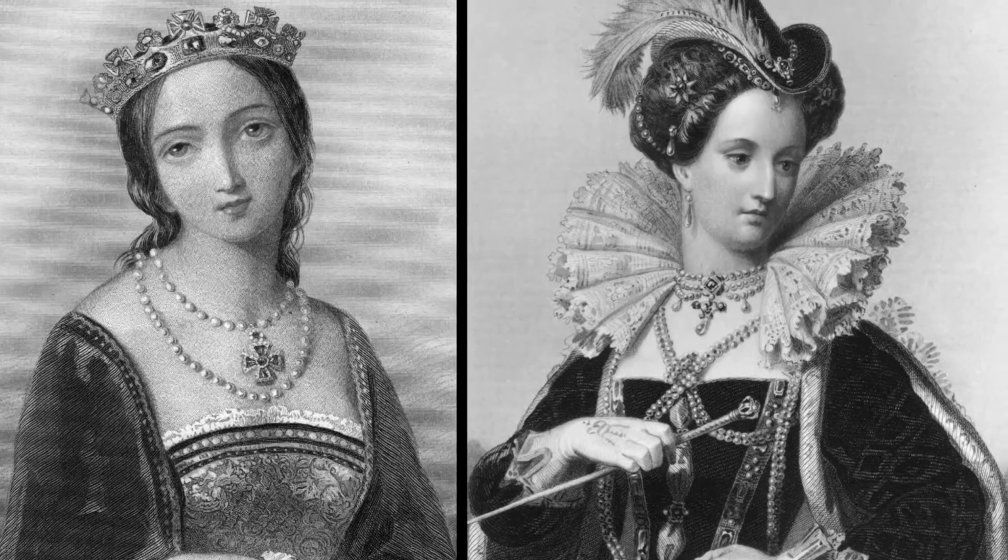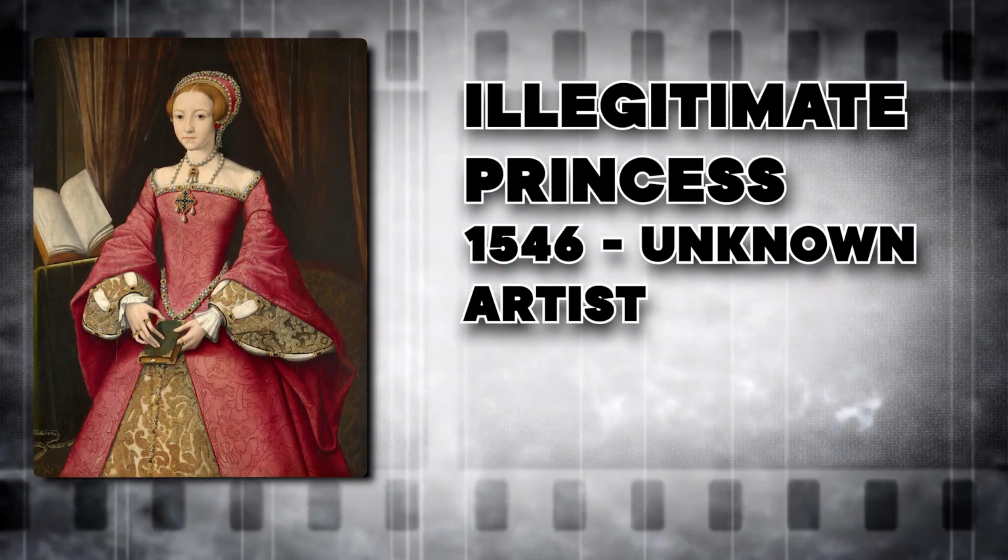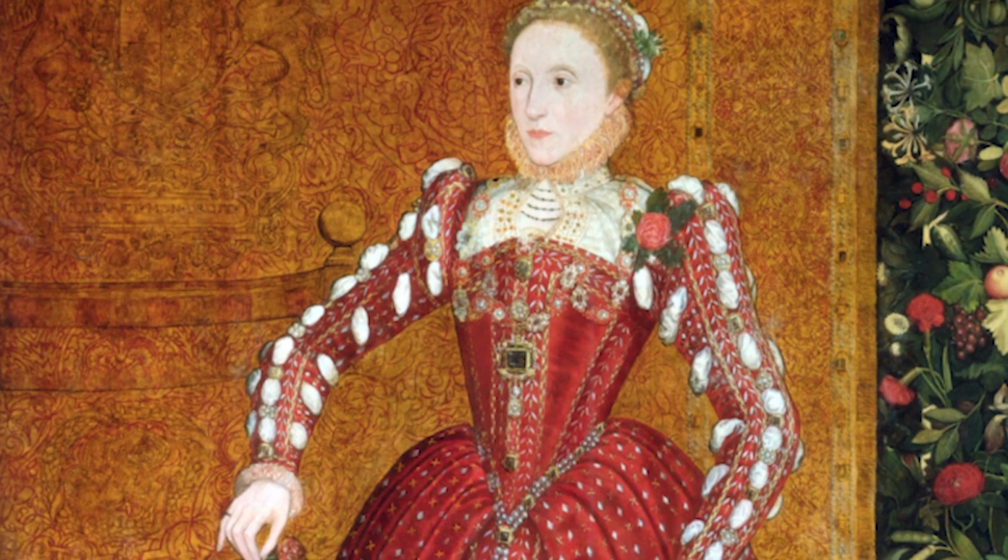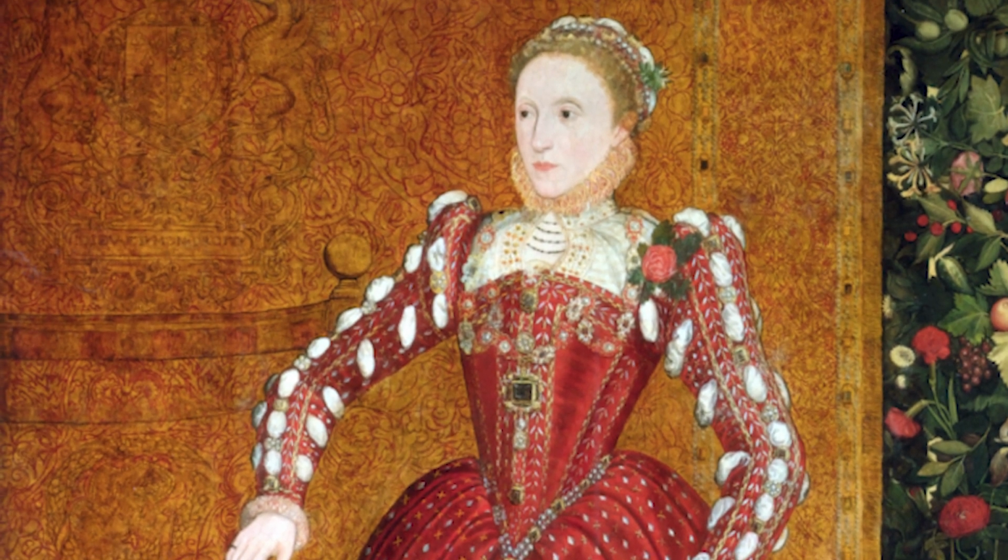Off with their heads. Illegitimate Princess, 1546. Unknown artist. This painting represents Elizabeth as an illegitimate child, never destined to be the ruling monarch, wearing a red dress. Small details like royal jewellery advertise her as a suitable bride for a new alliance, and books show her intelligent side, since she spoke 7 languages.